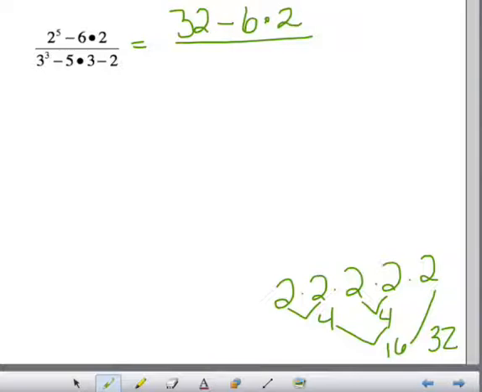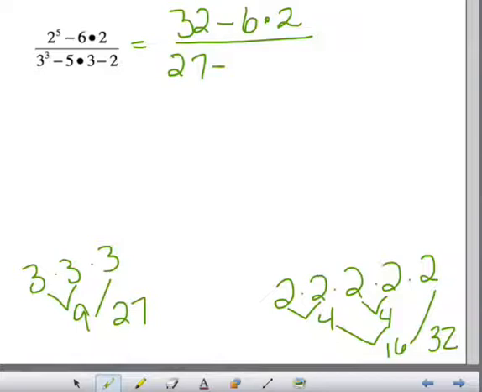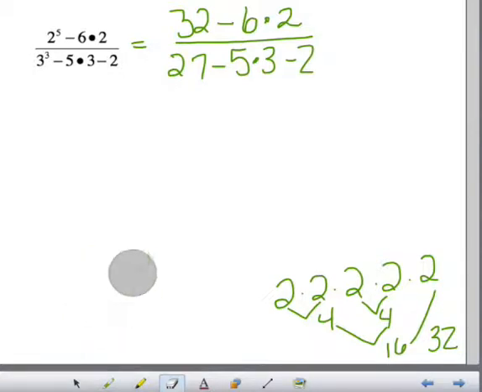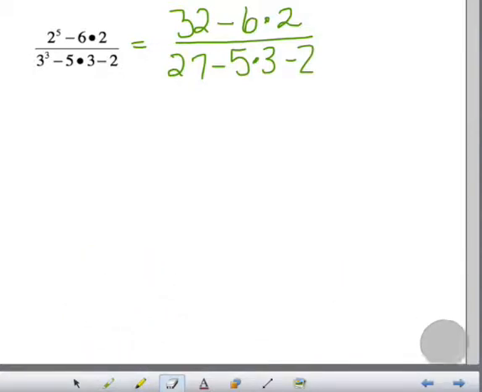All right, working down here at the bottom. Again, I have no parentheses down there at the bottom. I've got exponents, 3 to the 3rd. So 3 times 3 times 3. That's 9, and 9 times 3 is 27. So I've got 27 minus 5 times 3 minus 2. Okay, let me erase all this down here just so I'll have room to continue.